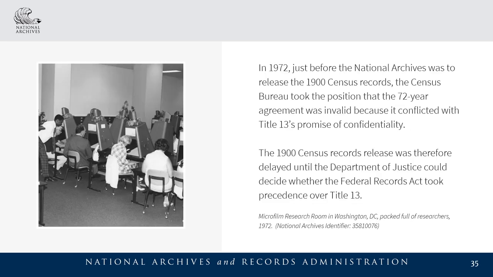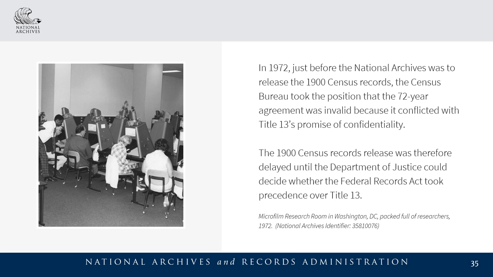Then in 1972, just before the National Archives was set to release the 1900 census, the Census Bureau took the position that the 1952 agreement to open records after 72 years was invalid because it conflicted with Title 13, Section 9 of the U.S. Code, which required the safeguarding of census records obtained under the promise of confidentiality. The Bureau of the Census took this to mean that census records should be restricted forever, or at least 100 years, when most participants would be no longer living.